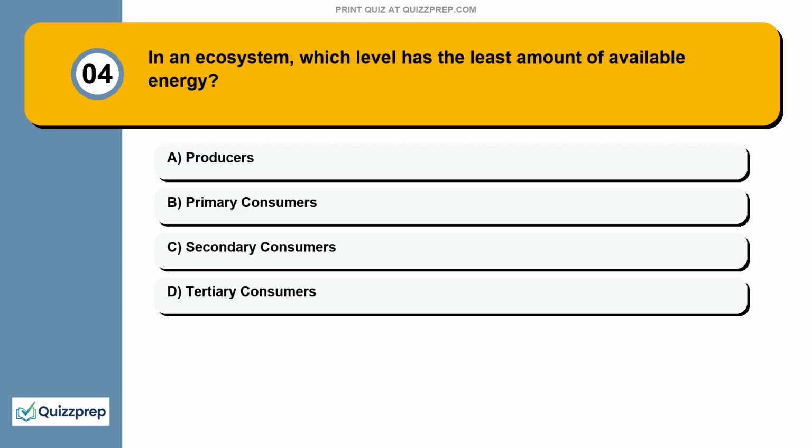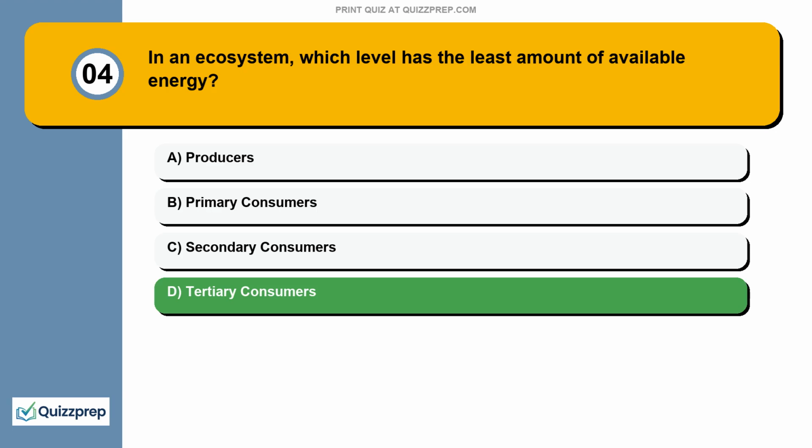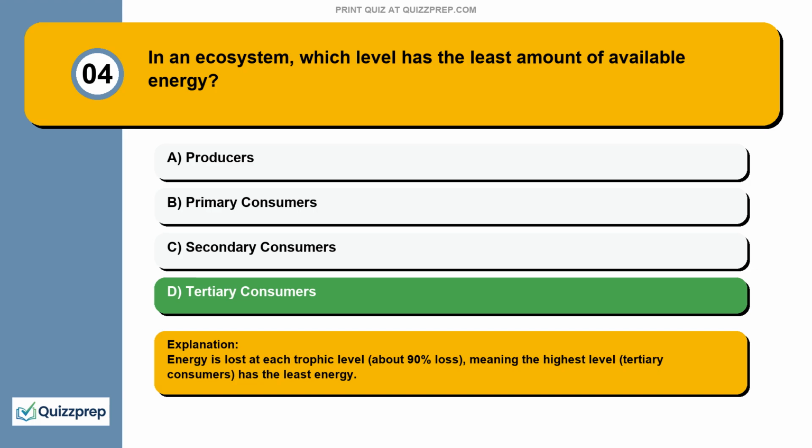Question 4. In an ecosystem, which level has the least amount of available energy? Producers, primary consumers, secondary consumers, tertiary consumers. Energy is lost at each trophic level, about 90% loss, meaning the highest level, tertiary consumers, has the least energy.